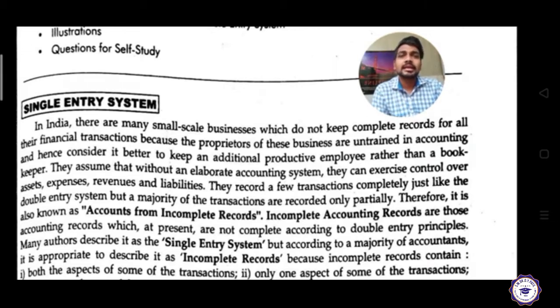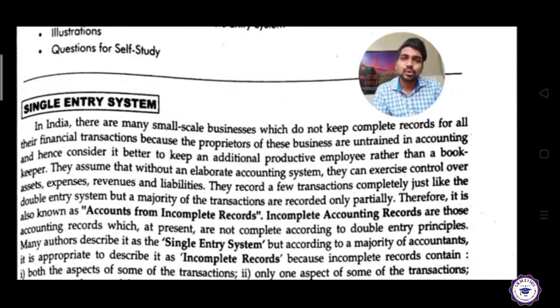So in India there are many small scale businesses which do not keep complete records for all their financial transactions because the proprietors of these businesses are untrained in accounting, and hence consider it better to keep additional productive employees rather than a bookkeeper. They assume that without an elaborate accounting system, they can exercise control over assets, expenses, revenues, and liabilities. They record a few transactions completely, just like the double entry system, but the majority of the transactions are recorded only partially.